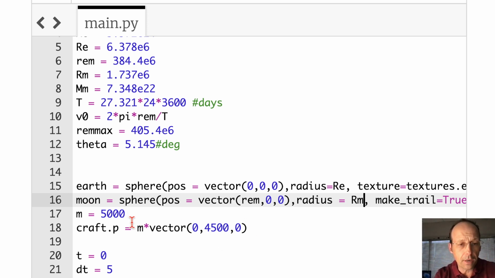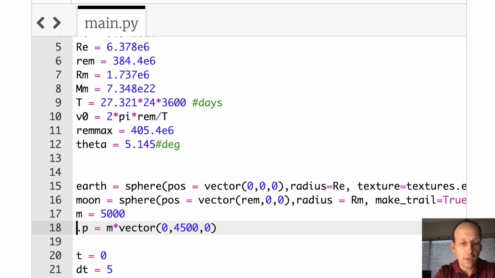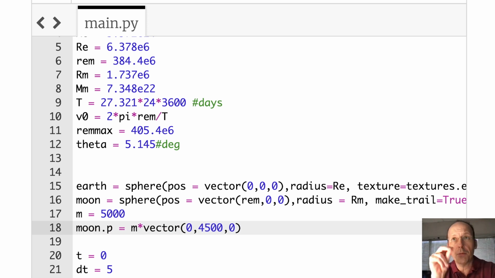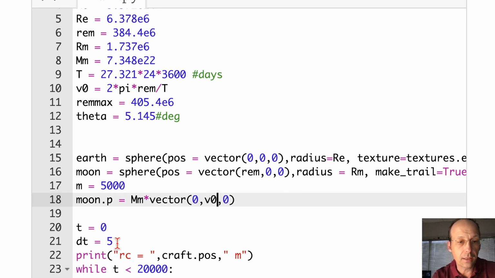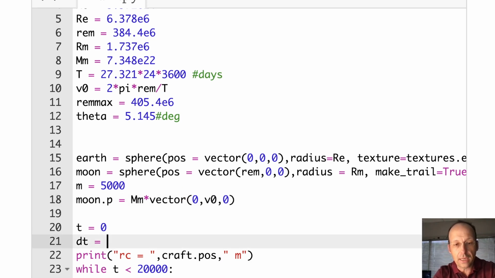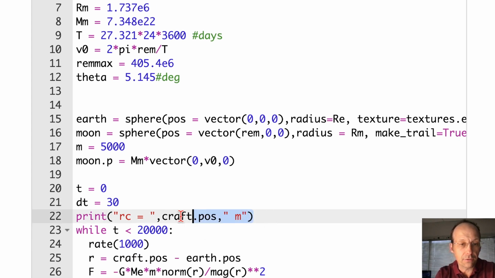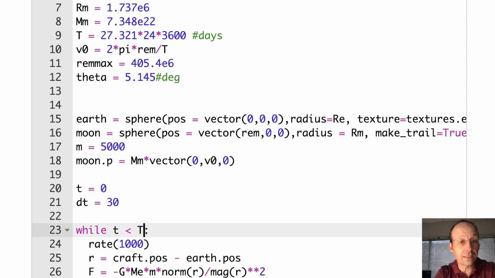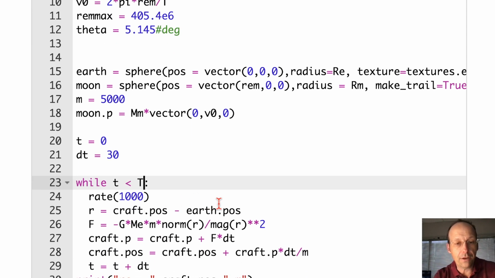Now, the momentum, I'm going to change this to the moon. You need to be careful about modifying programs because you may miss a word somewhere, and that's fine. And I'm probably going to use the mass of the moon, and this is going to be what I call V0. So now it's moving in the y direction just like that. Let's put the dt as larger. Let's say I'm going to go with 30 seconds. I don't know if that's good. I don't need this. Let's do this for while t is less than 1 period. That should work, right? Rate 1000, I'm going to leave that.